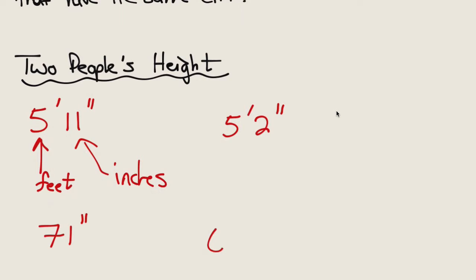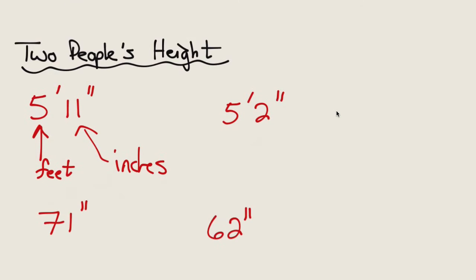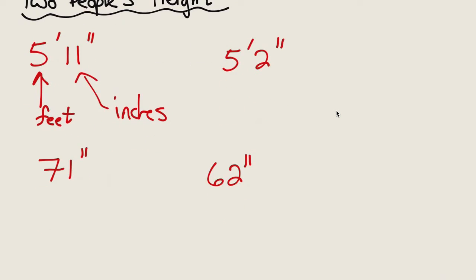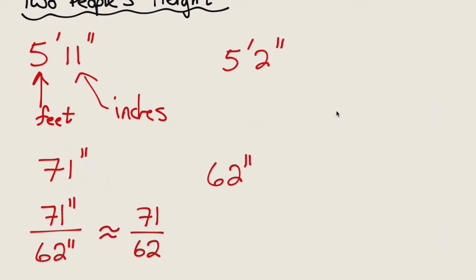62 inches. Okay. So here's what I want to do. I want to create a ratio or a proportion comparing. I want to create something to compare these. Okay. So in theory, if I create a ratio of this, I could say that I am 71 inches to my mother 62 inches. That really is just 71 over 62. Okay.